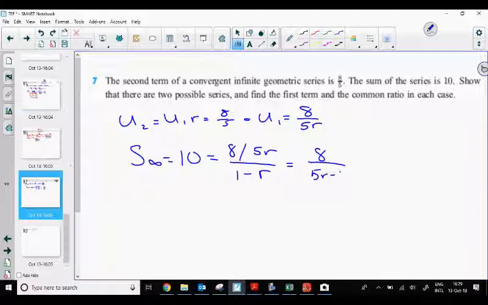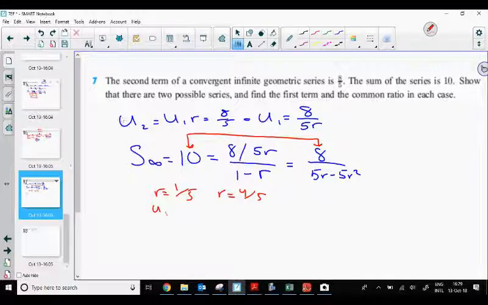5r minus 5r squared. And what do we have here but our good old friend, the quadratic equation? Haven't seen one of those today, have we? Solving this for r, we can eventually work out that r is either equal to 1/5 or 4/5. And from each of those, we get a different first term. It will be either 8 or 2.